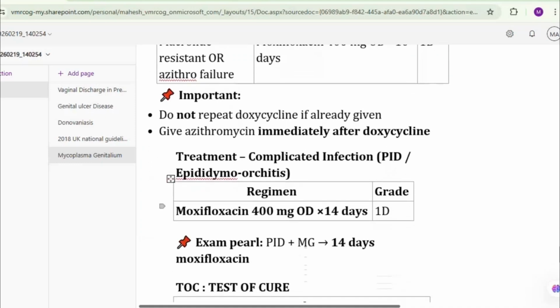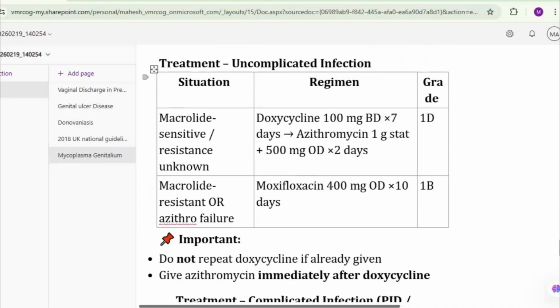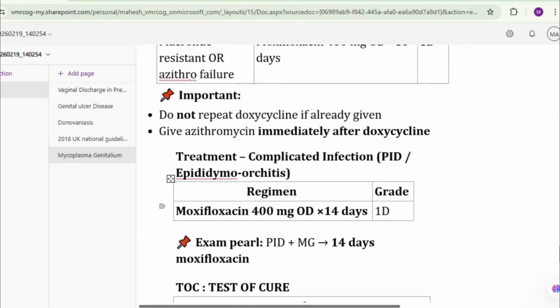Complicated infection: moxifloxacin for 2 weeks. There is a difference: here it is 10 days of treatment, here it is 2 weeks of moxifloxacin.